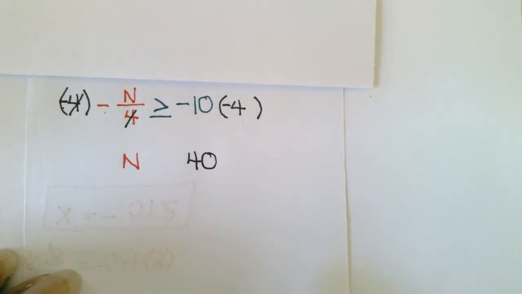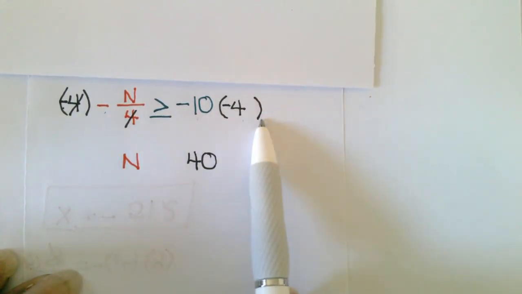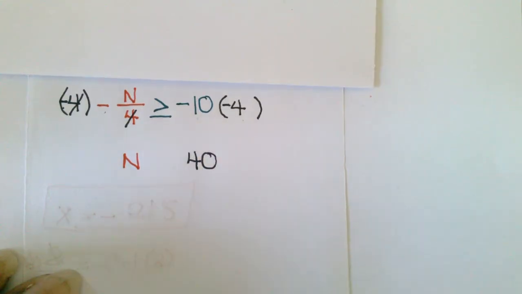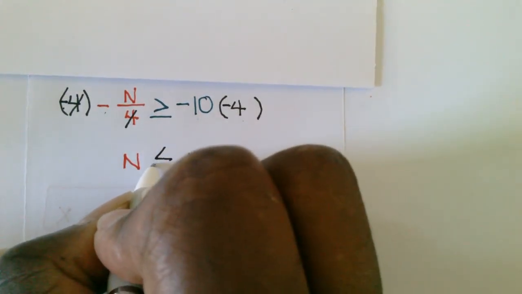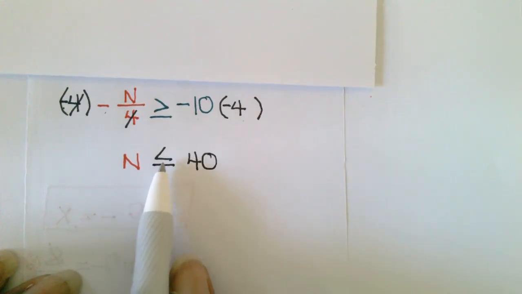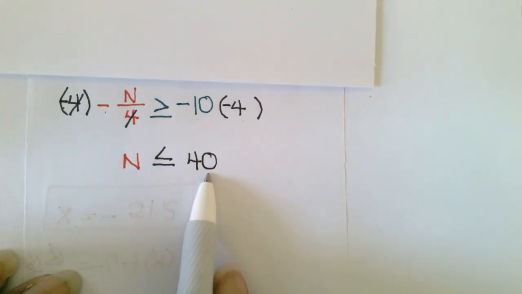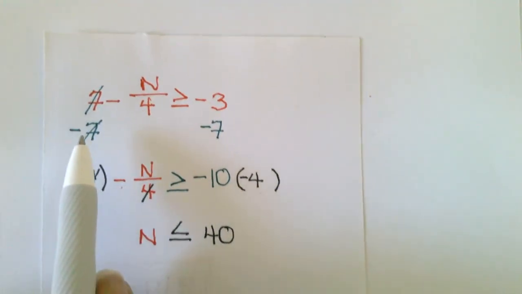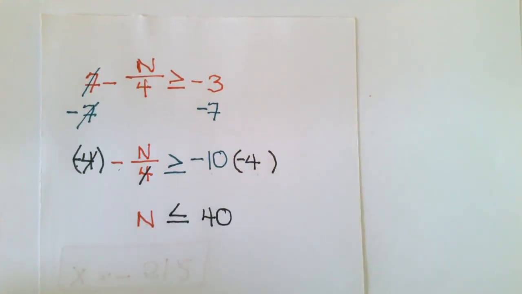Since we multiplied both sides by a -4, the direction of my inequality is going to change. So that means any number that's less than or equal to 40 is going to give this original inequality a true statement.